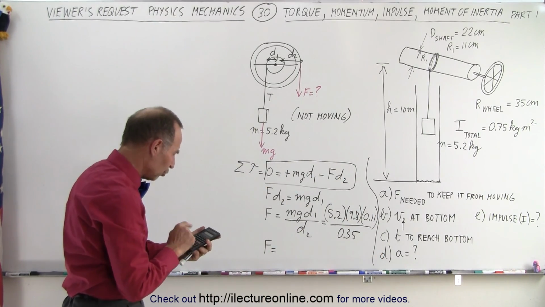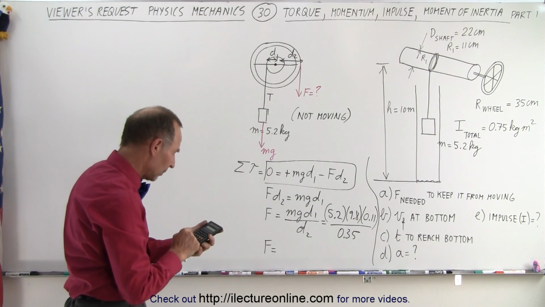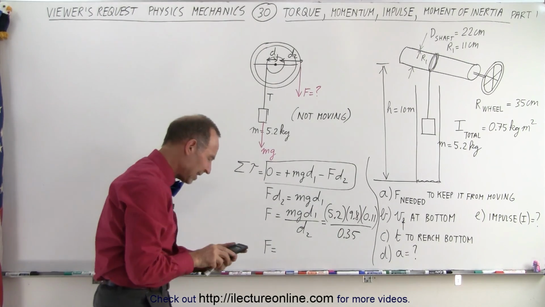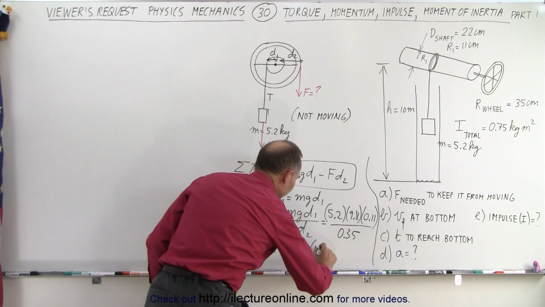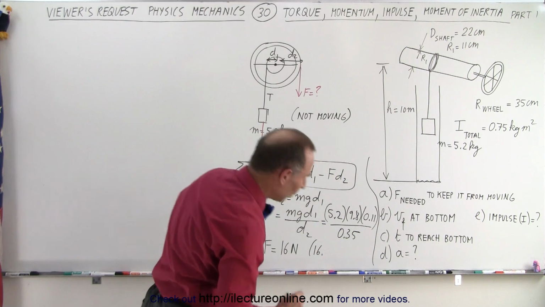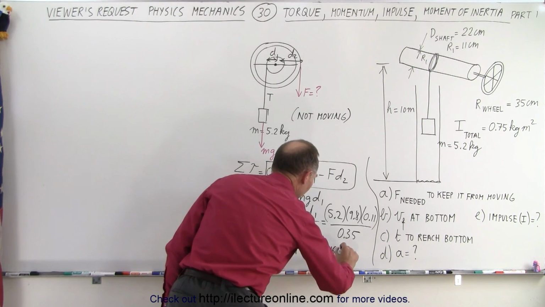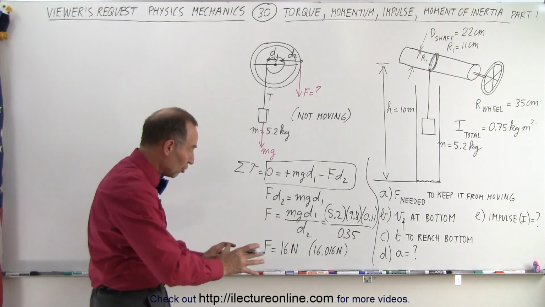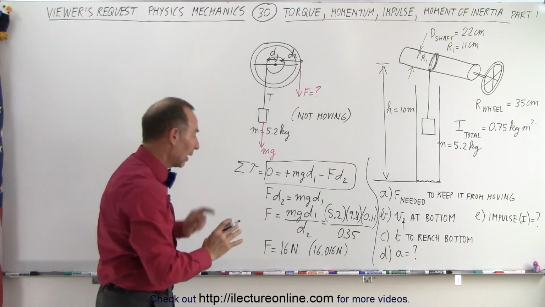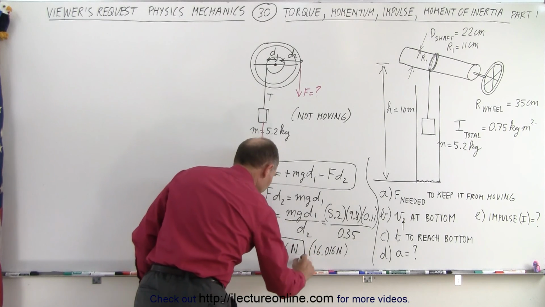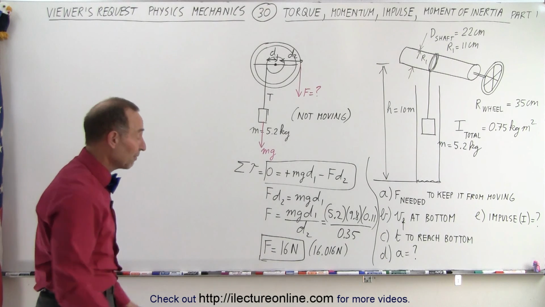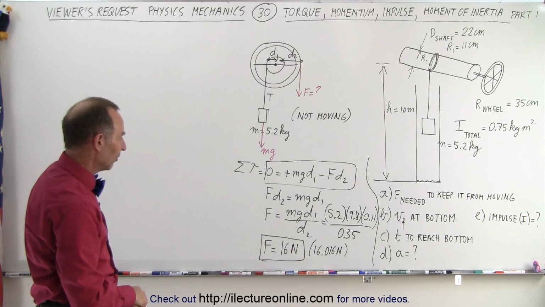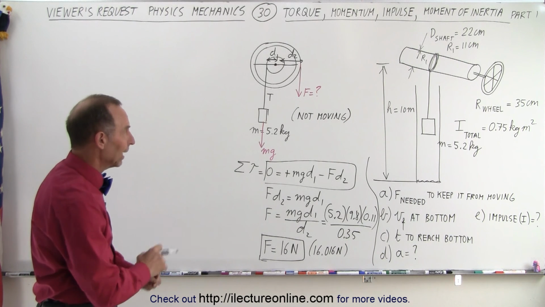So we get 5.2 times 9.8 times 0.11 divided by 0.35, and we get 16.016 newtons. The reason why I put this down is that in case we need to use that amount to calculate the next value, we don't get a rounding error. But since most information we got was two significant figures, we should have the answer in two significant figures. 60 newtons of force will keep the bucket from going down.